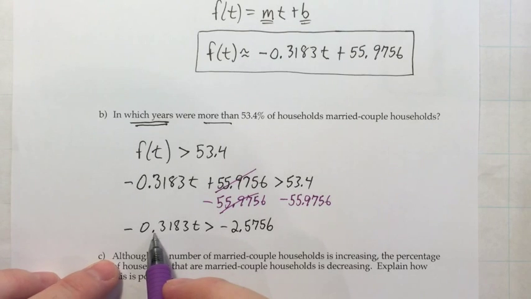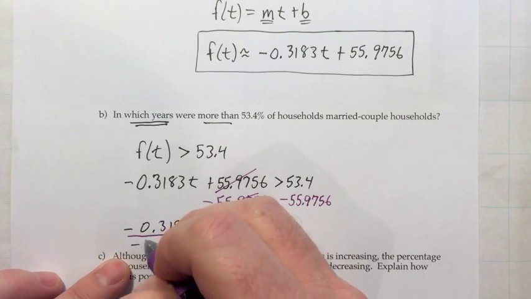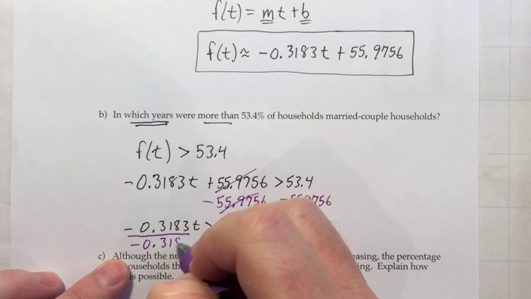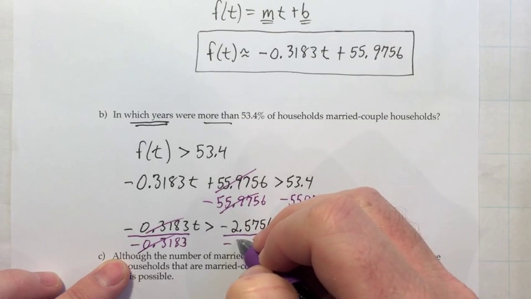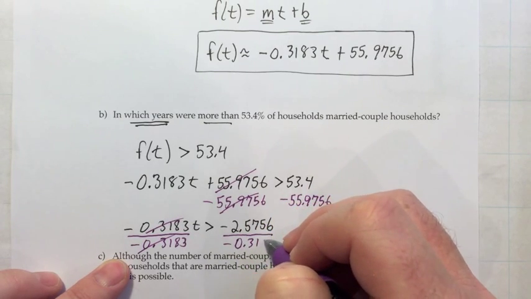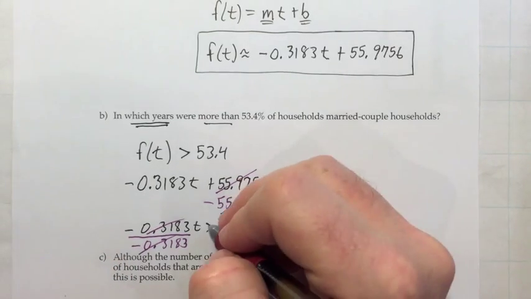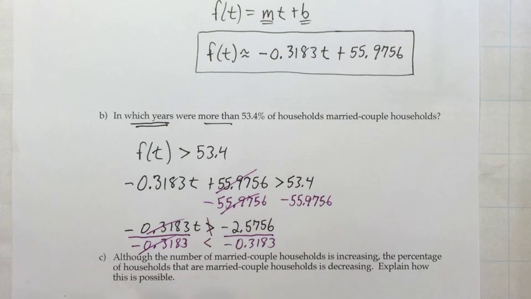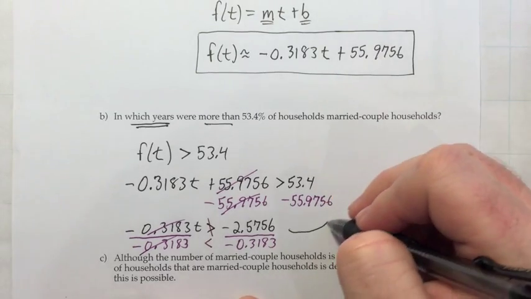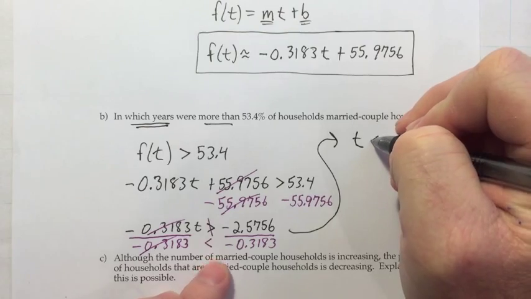So the negative 0.3183 is connected to t by multiplication. So I would divide both sides by negative 0.3183. I'll cancel that off. Divide on the other side to keep things balanced. And then, because I'm dividing by a negative, I have one extra thing I have to do, which is take this greater than and change it to a less than. Because when you divide by a negative like we are there, the inequality will reverse. And then finishing that off, that's now a less than, so t is less than.